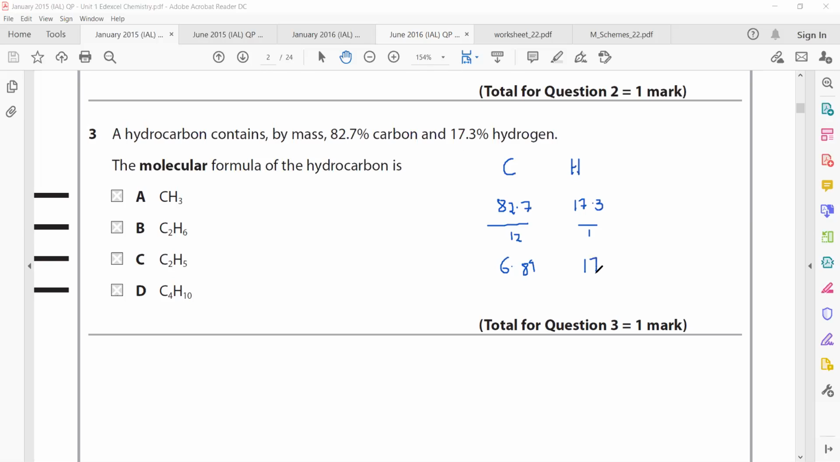And this is 17.3. And then this will be 6.89, because we take the simplest ratio. So this one is 1, and then 17.3 divided by 6.89 will be approximately 2.5.